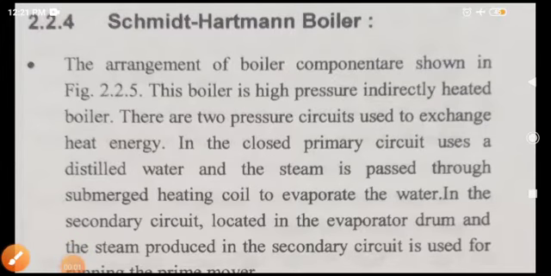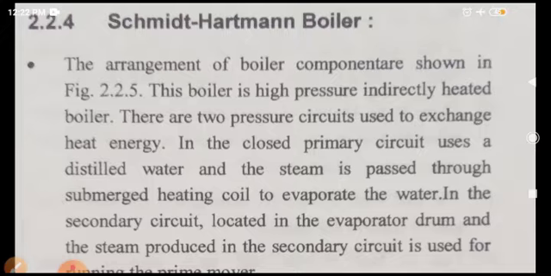This is the third lecture of power plant engineering, in which we were looking at high pressure boilers. We have completed the Lamont, Benson, Loeffler, and Velox boilers. All these four or five types we have completed. Now two boilers remain, so let's study them.